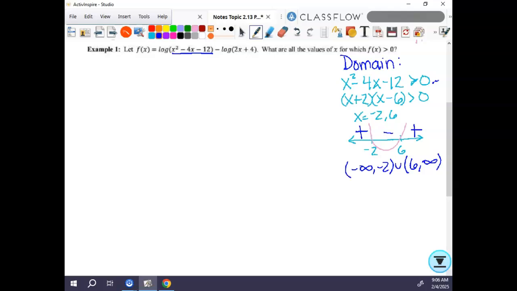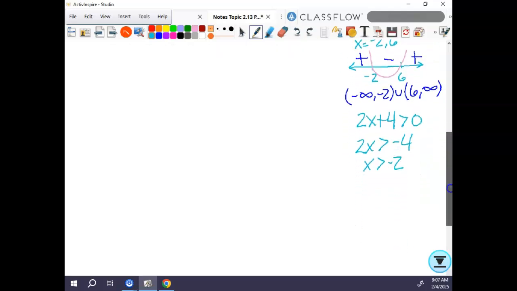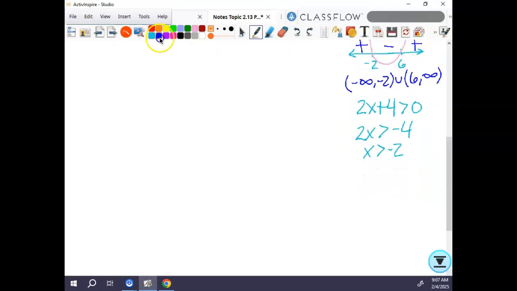But we have more than one log here. So I also have to take into account this one. Now, if it was just log of 4, I wouldn't have to worry about it, but it's log of 2x plus 4. So that means 2x plus 4 also has to be greater than 0. So 2x has to be greater than negative 4. So x has to be greater than negative 2. So my second little interval I have here is from negative 2 to infinity.